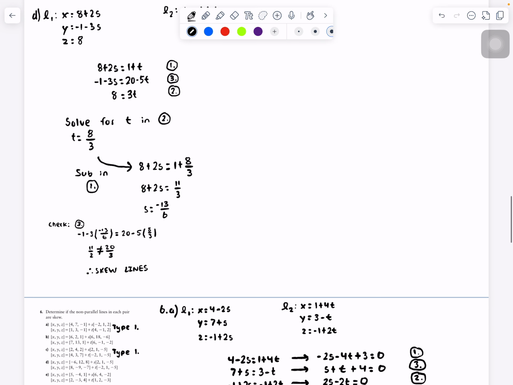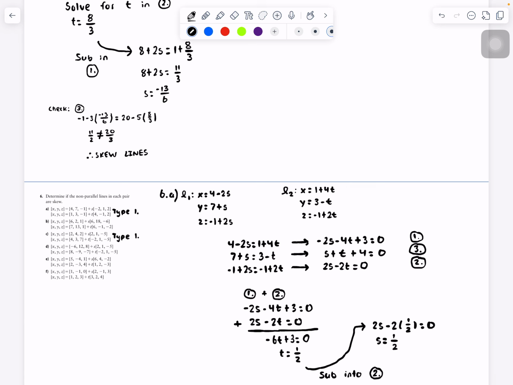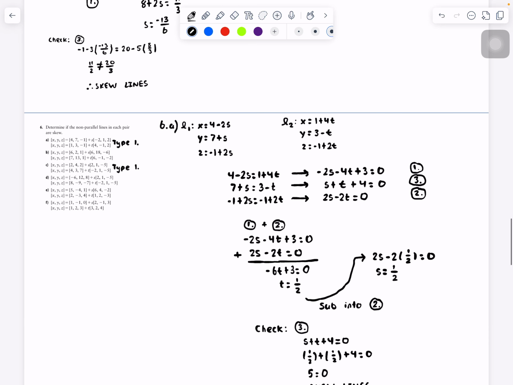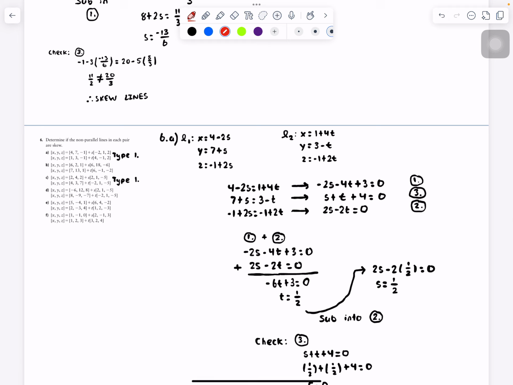Moving on to question 6 now. So here I'll be doing A and C. So both of these problems are of type 1 again, because there's no scalar multiple that I can multiply the first line's direction vector by to get the second direction vector. So they're both of type 1, meaning I'm going to see some values for s and t and not just some mathematically true or false statements at the end.